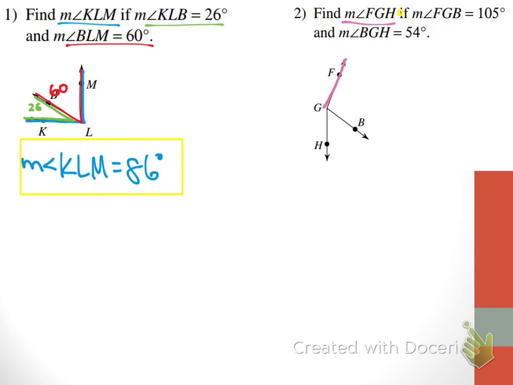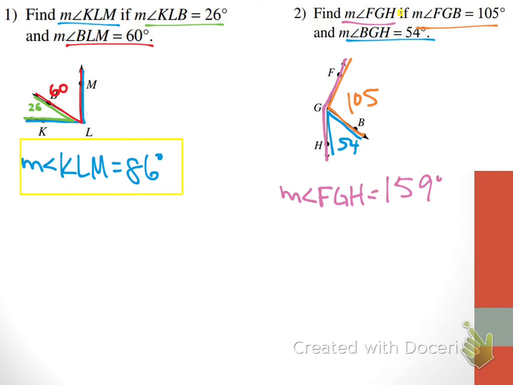And then last, we want to find FGH. We were given FGB is 105, and BGH is 54. So what are we going to do with these two? Add them. Makes 159. Perfect.